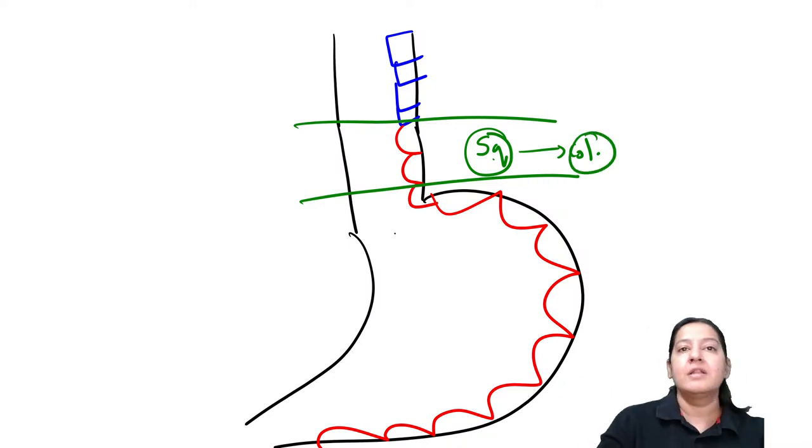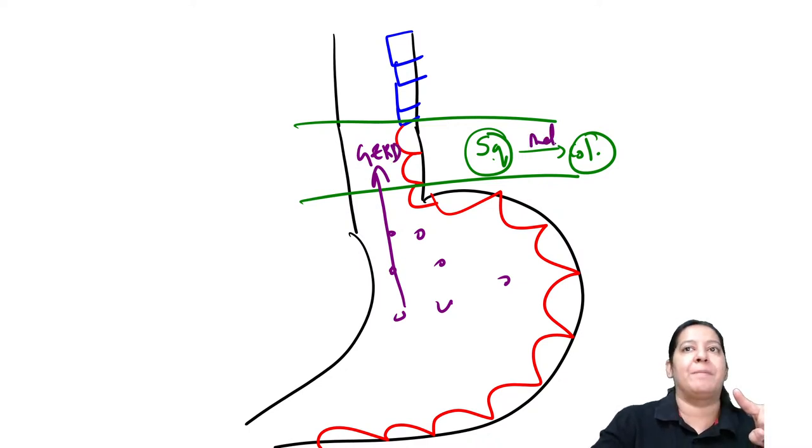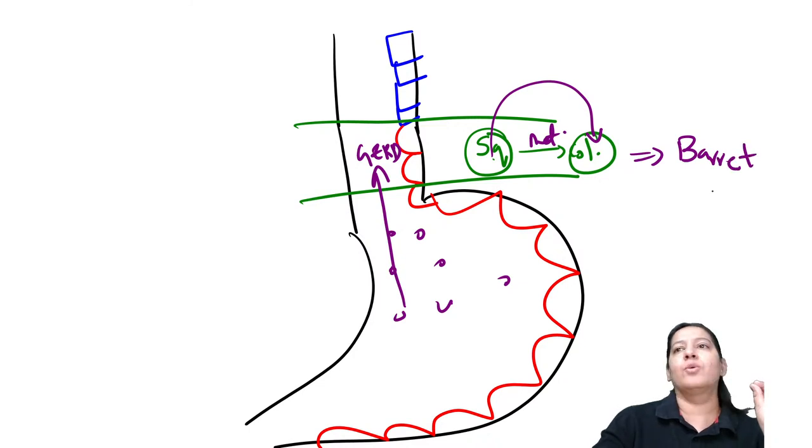What is the reason? The reason is GERD. The acid is refluxing back, so because of GERD, this is happening. GERD is a precursor. Now this is known as metaplasia. The squamous epithelia converting to columnar epithelia is a metaplasia, and the disease is known as Barrett esophagus.